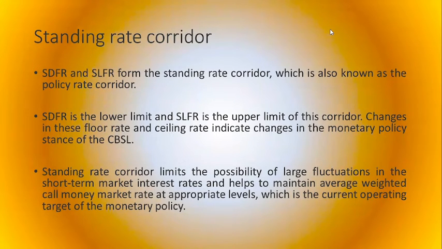SDFR and SLFR form the standing rate corridor, which is also known as the policy rate corridor. SDFR is the lower limit and SLFR is the upper limit of this corridor. Changes of these floor and ceiling rates indicate changes in the monetary policy stance of the central bank.